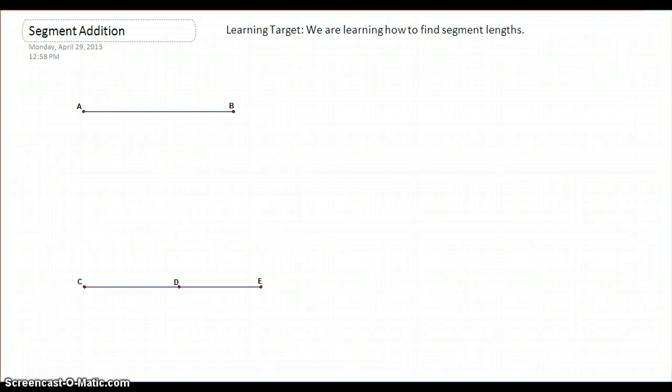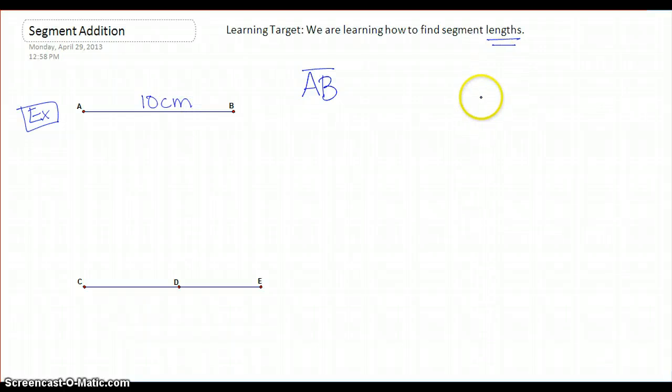Today we're going to learn how to find segment lengths. In this first example, you have segment AB, and if I was talking about segment AB, it would be AB with the segment symbol. But if I'm talking about the segment length, how long it is, for example AB, if I put the measurement of 10 centimeters on top, I would write that as the length of AB is 10 centimeters. Notice that there is not the notation over the top.